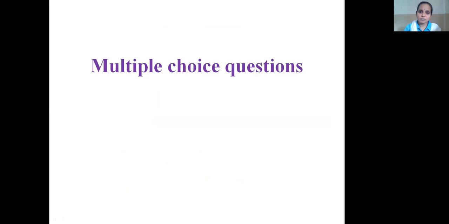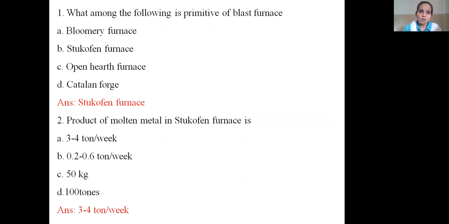Now let's see multiple choice questions with respect to this topic. What among the following is the primitive form of the blast furnace? The options are: Bloomery furnace, Stokofen furnace, open arc furnace, Catalan Forge. The progenitor of the blast furnace is the Stokofen furnace.